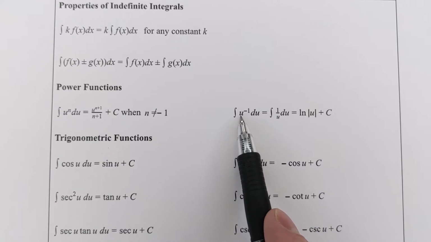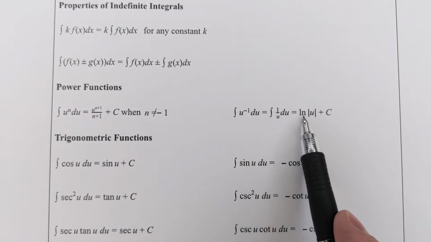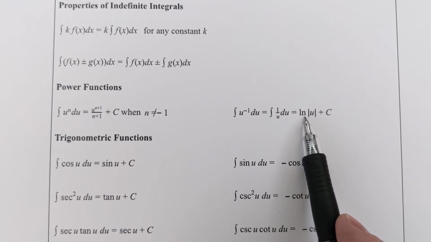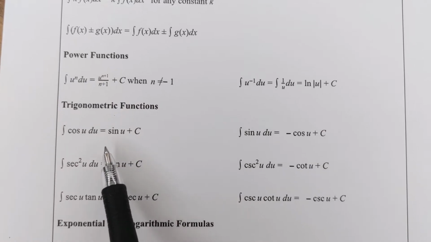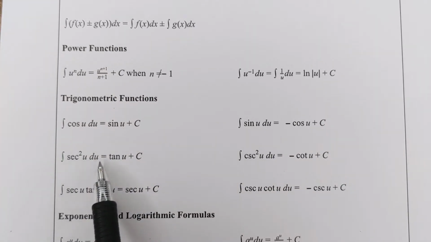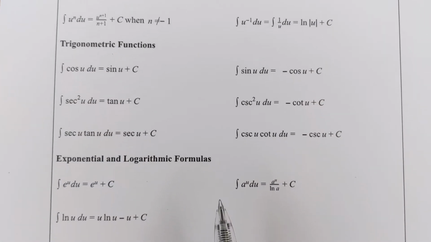The antiderivative of something to the negative first is the same thing as 1 over that, which is the natural log. Notice that there are absolute values here, because you cannot take the natural log of a negative number. Here's your trig identities. So the antiderivative of cosine is the sine, secant squared is tangent, so on and so forth. If you read these from right to left, the derivative of sine is cosine, the derivative of tangent is secant squared, so on and so forth.